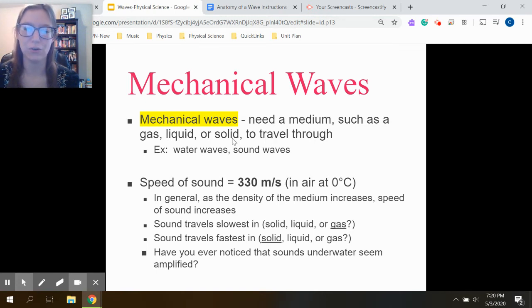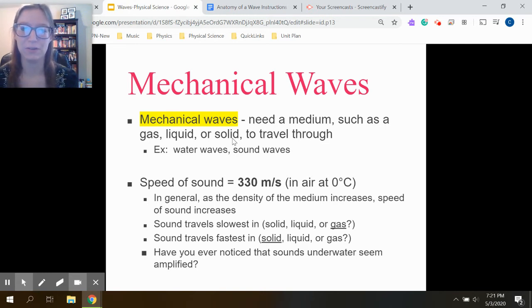But wait, I hear you ask, I thought that was all there was. Not quite. Electromagnetic waves are waves that don't need a medium, so they can travel just through space, which is a vacuum, which just means that there's not a whole lot out there. There's very little pressure. There's no gas. You're not really running into very many solids. And there's definitely no liquids because it would all be frozen.